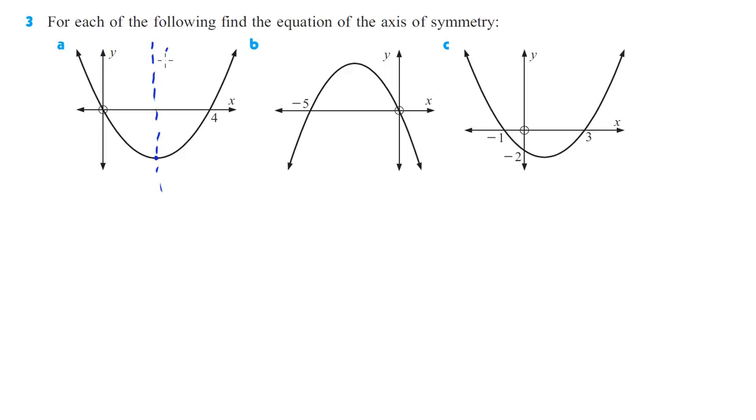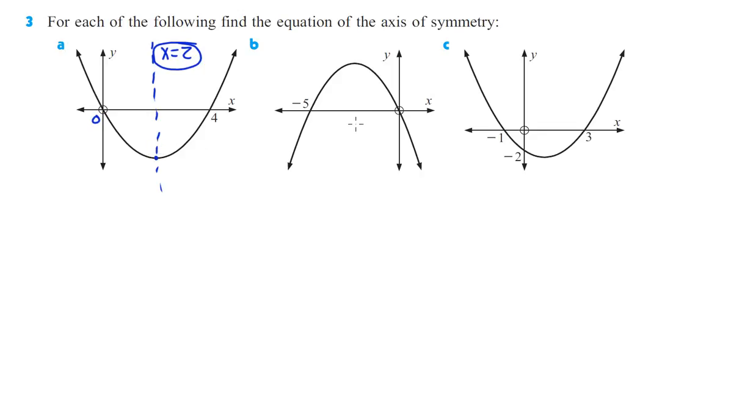It crosses through the x-axis, so it's going to be x equals, and basically, since this is 4 and this is 0, we know that since those are both on the same horizontal line, we just need to find whatever's right in between those two, which is going to be at 2. So the axis of symmetry on this one is just going to be x equals 2.